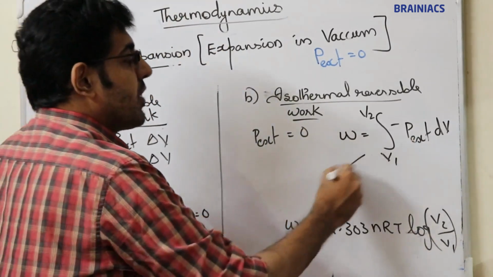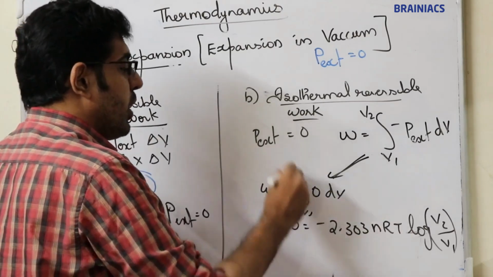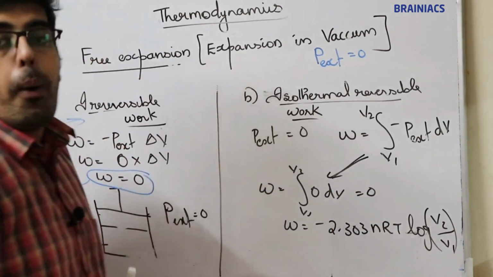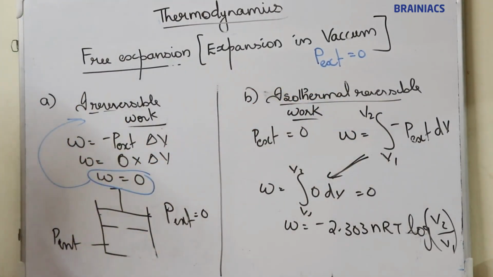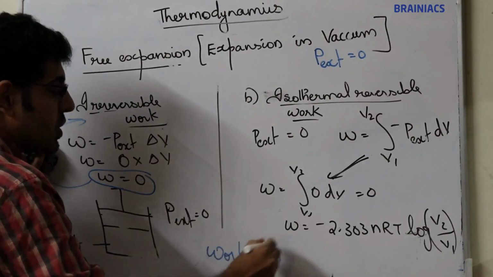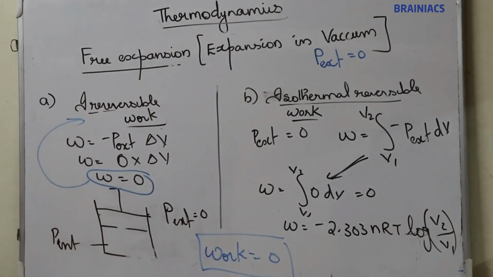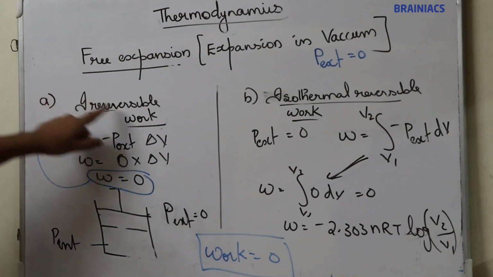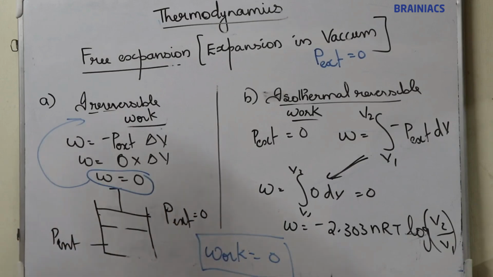Now if external pressure is equal to 0, W will be equal to the integral of 0 into dV from V1 to V2, which is equal to 0. So for both irreversible work and isothermal reversible work, the value will be equal to 0 under free expansion condition. Okay, please remember this topic. Okay, moving on to the next topic.